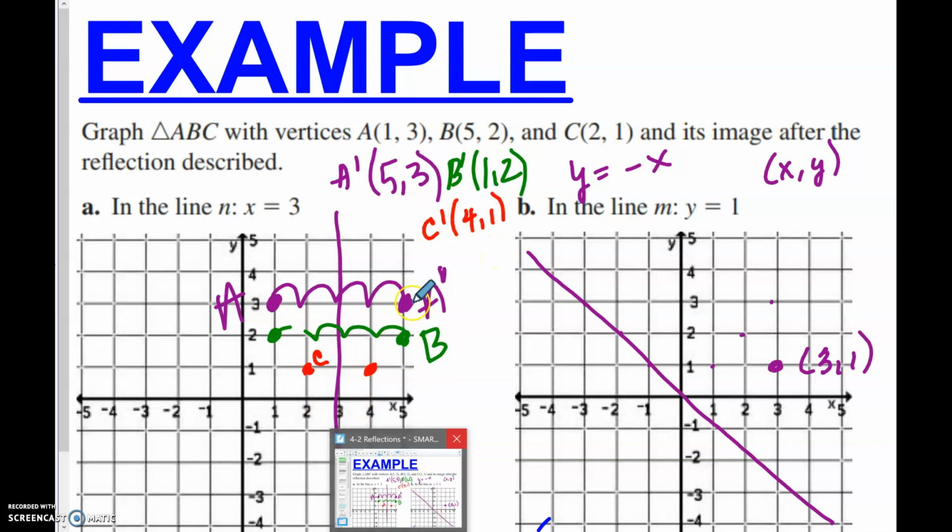Okay, so if I connect all of these primes, this is what we become when we reflect over that line. So remember, it always has to be perpendicular and you go the same distance on each side.